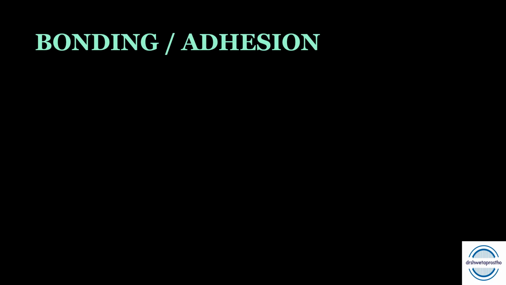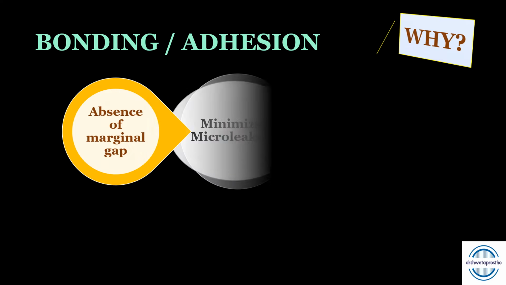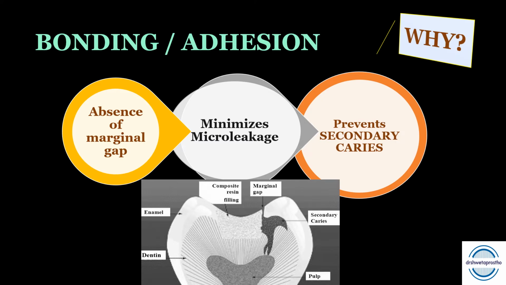The second question is why we need this bonding or the adhesion. We need a good bonding between the restorative material and the tooth so that there is absence of any marginal gap. This will minimize the microleakage which is occurring at the margins, and this will further prevent any kind of secondary caries.